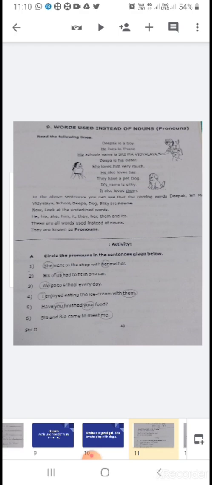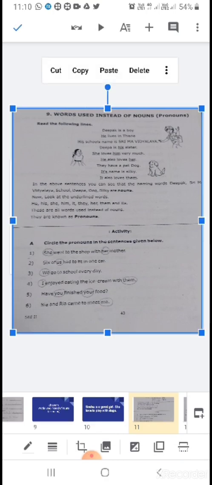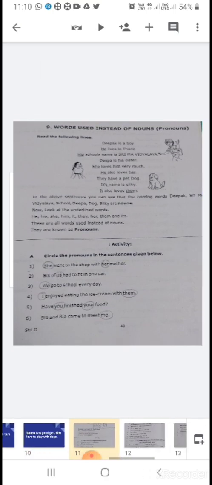Here, you and your both represent a pronoun. So circle the you and yours. Sixth is Sia and Ria came to meet me. So me is representing the pronoun instead of using the noun, that means the name. We use me here. So this is our pronoun.